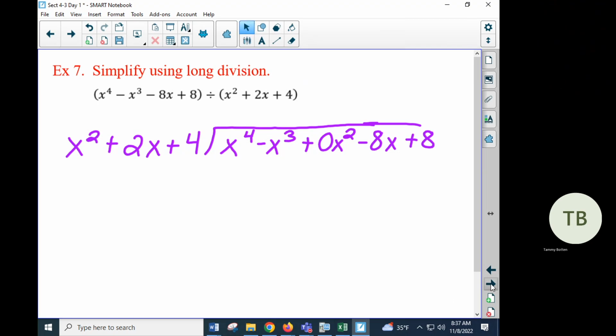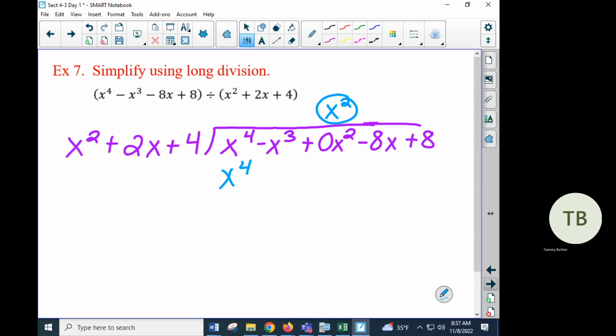Now, because I have 3 terms, my first thing is going to go right here. So I want to think, what times x squared would give me x to the fourth? Do you guys get that? That would be x squared. X squared times x squared is x to the fourth. And remember, these are always going to be the same.